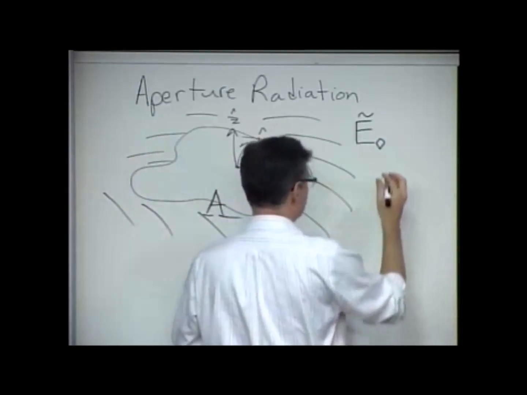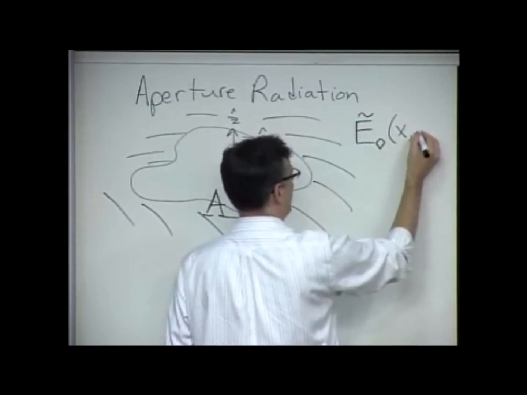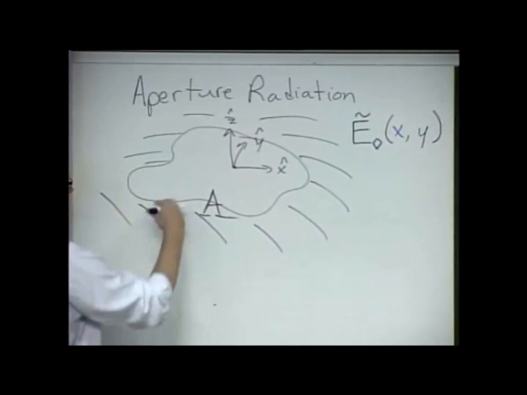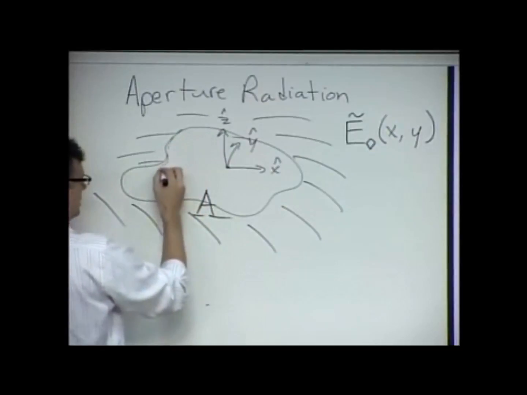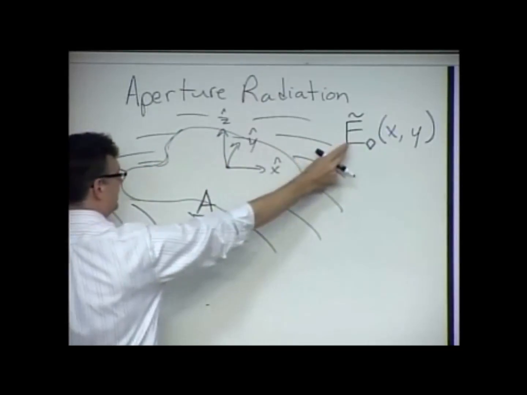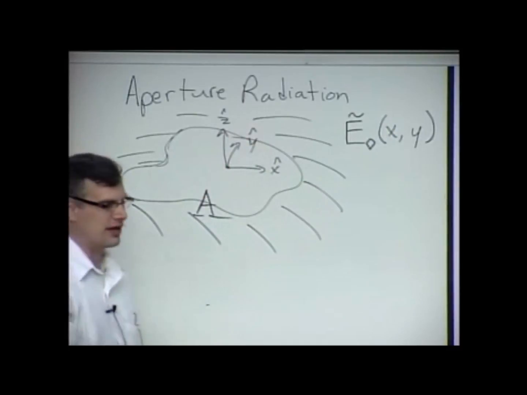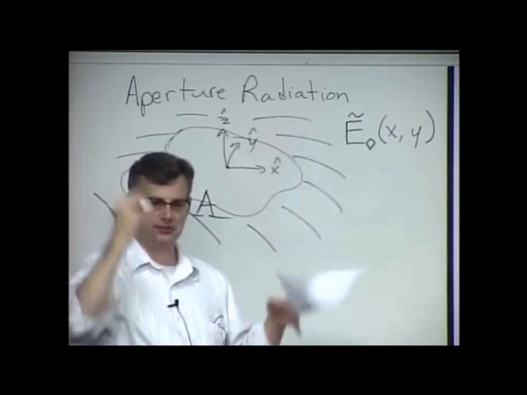And then this is going to be a function of x and y. I have E, amplitude and phase of a sinusoidal oscillating field. And all along aperture A, this is non-zero. This is my boundary condition. And I basically want to figure out how does that translate into the half space.